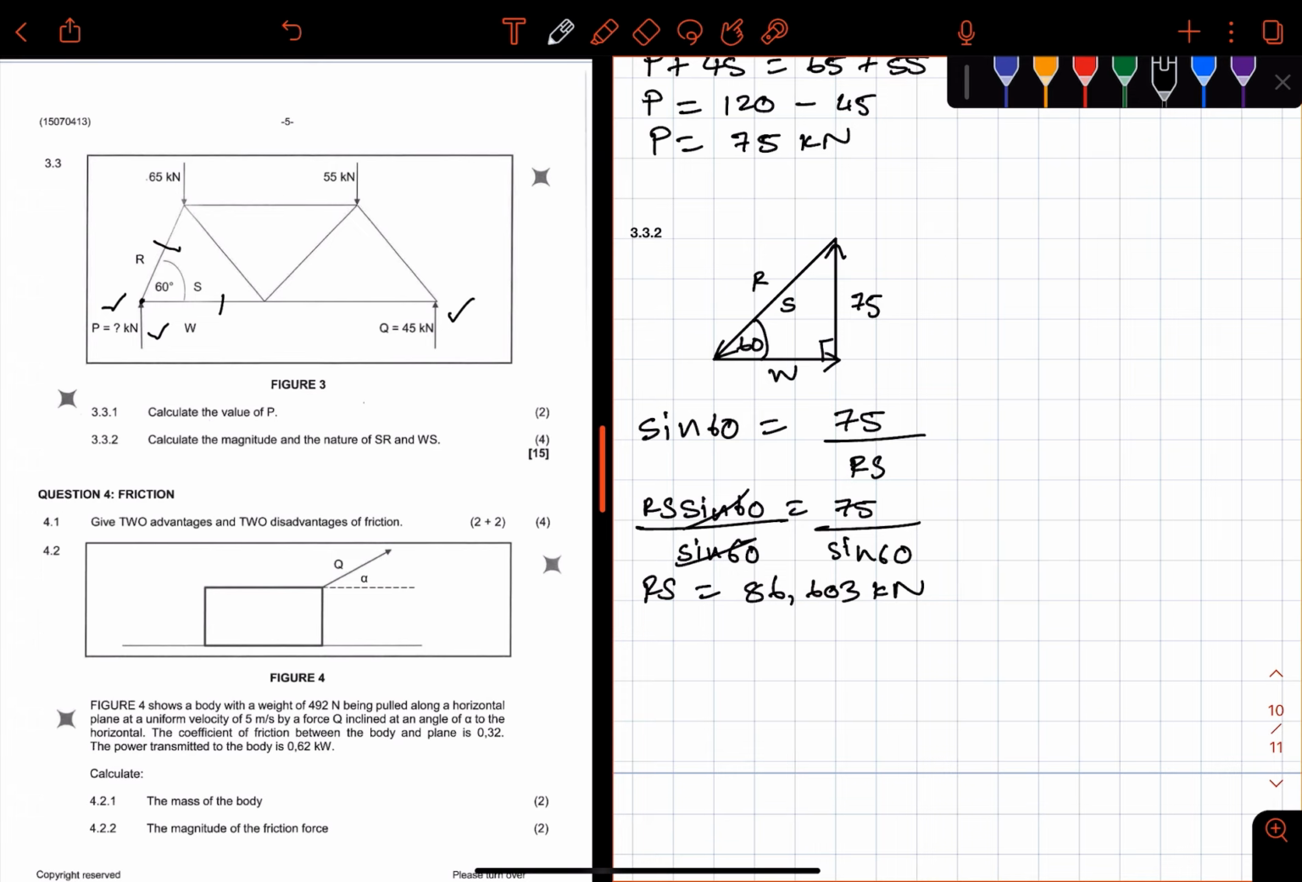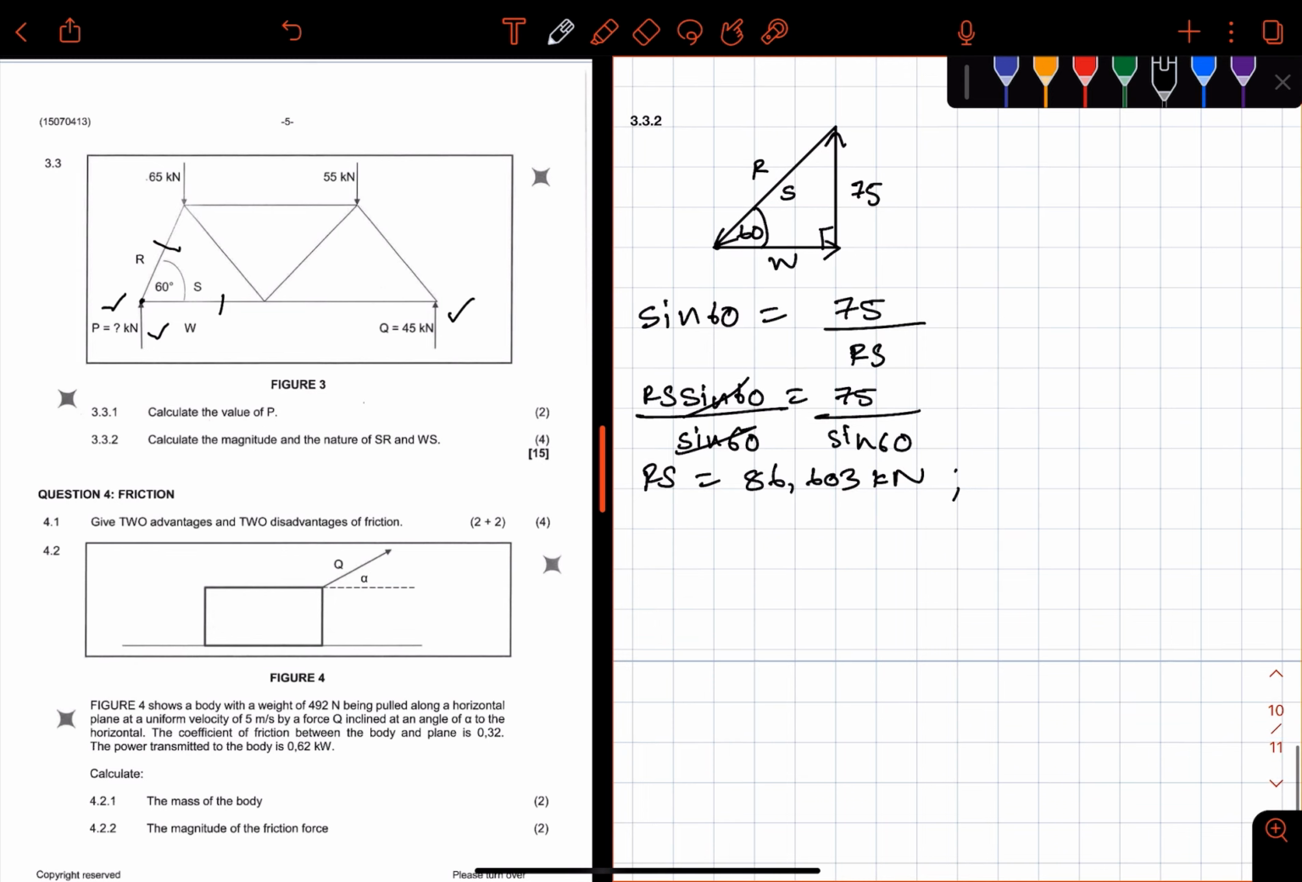Now what about the nature of the force? As far as the nature of the force, you always look at the direction of the member. The direction of member RS is such that, you take this as your joint. Member RS is going towards the joint, and if a force is going towards a joint, you take that force as being compressive, hence you call it a strut. So this force is a strut, or compressive in nature.